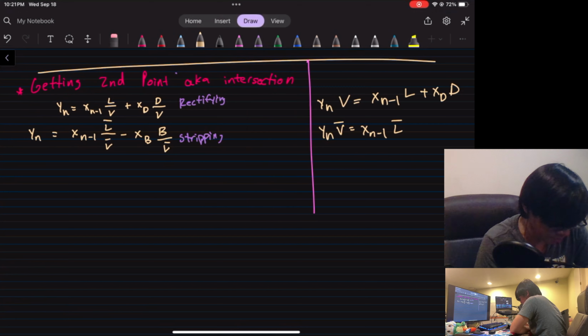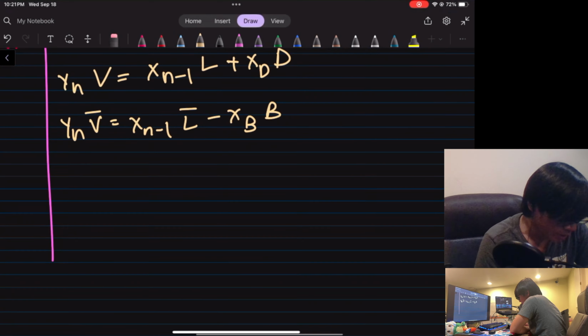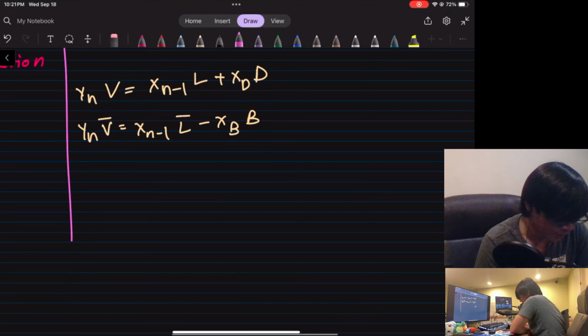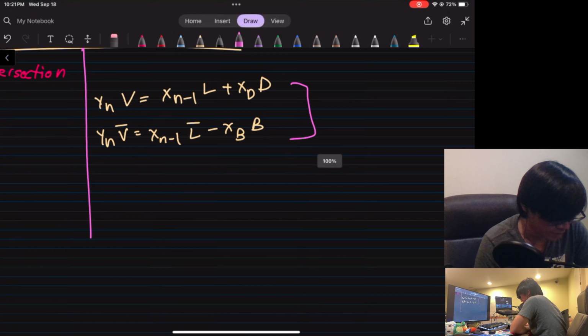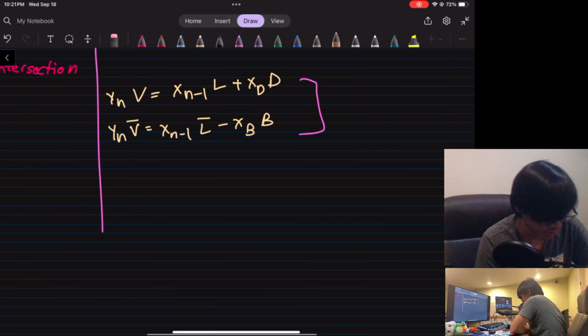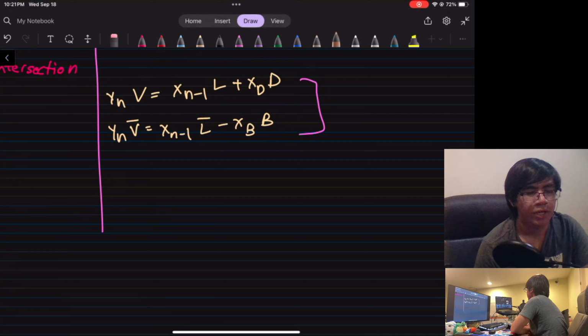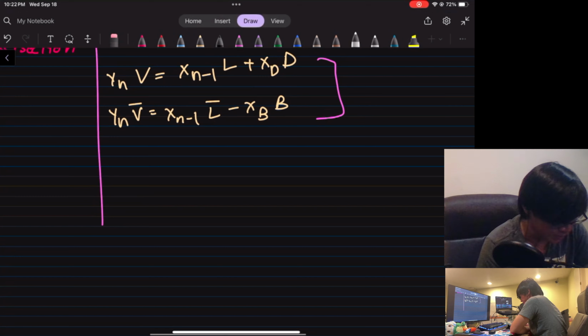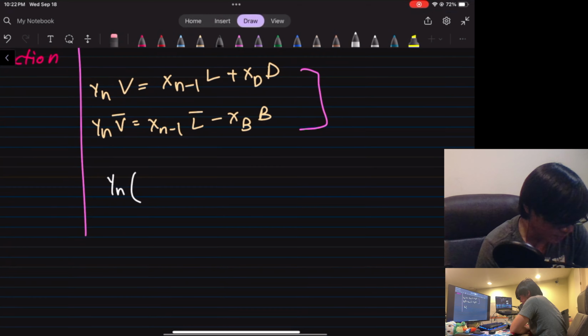L bar minus XB B. So what I'm going to do here is subtract our two lines here. I believe it should be keep the vapor positive. We want the higher number first, so that will be V minus V bar. So doing some factoring here as I subtract these two mass balances, I guess. So V bar minus B.